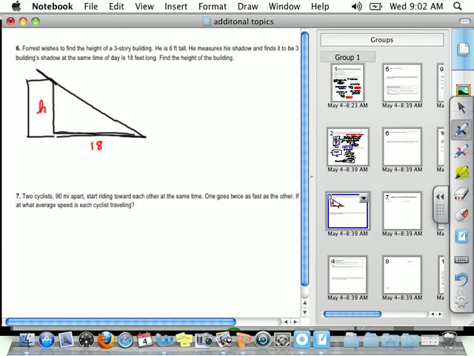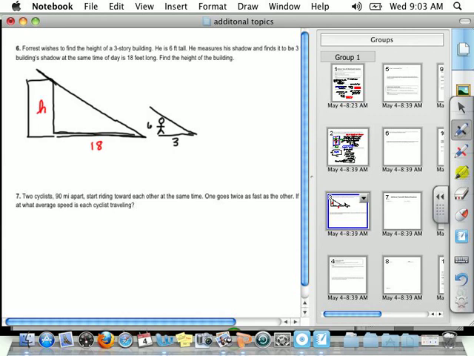Now Forrest, this is Forrest. Those rays are coming down at the same angle and creating a shadow with him. He finds that his shadow is 3 feet long, and he's 6 feet. See why I said it wasn't drawn to scale? His shadow is longer than he is.